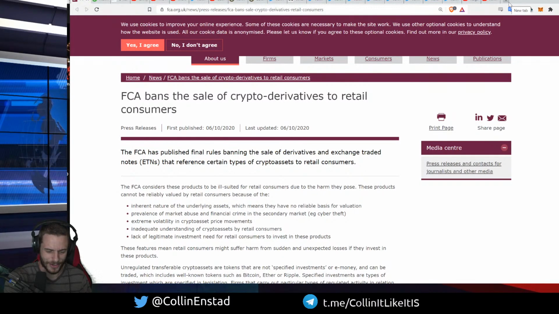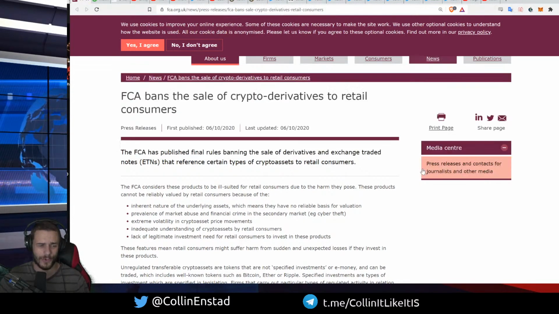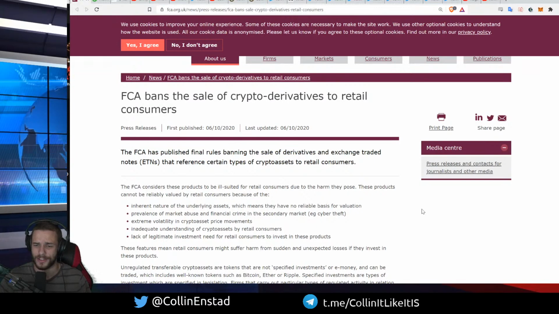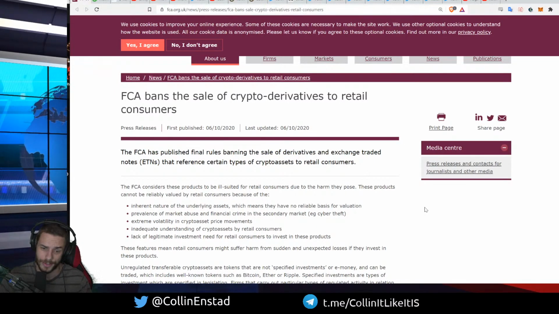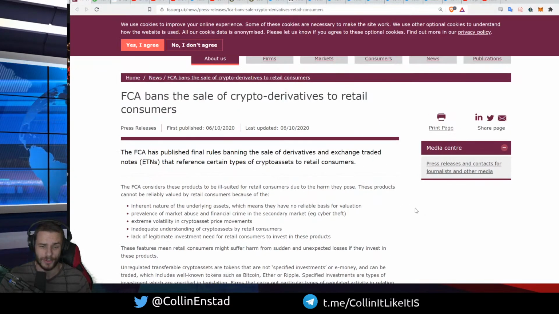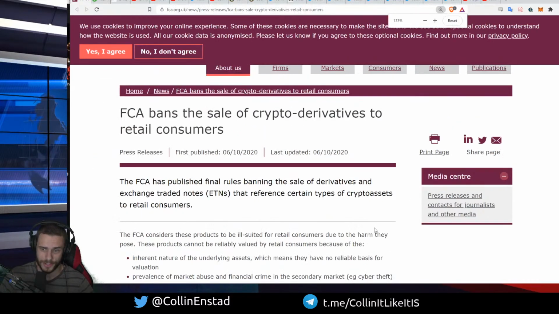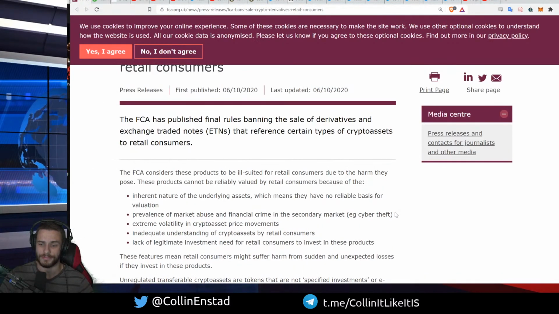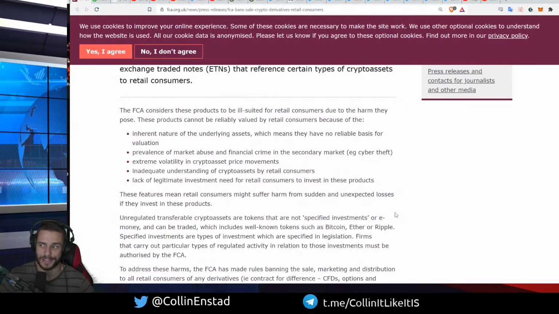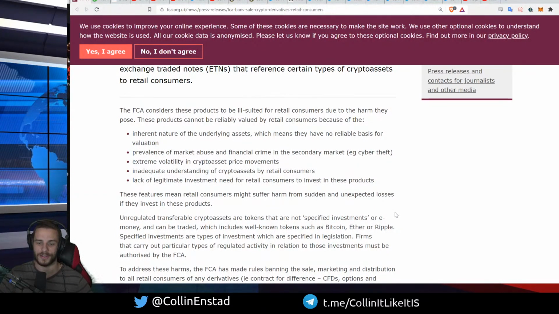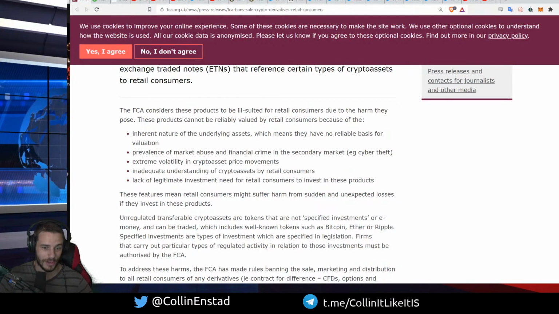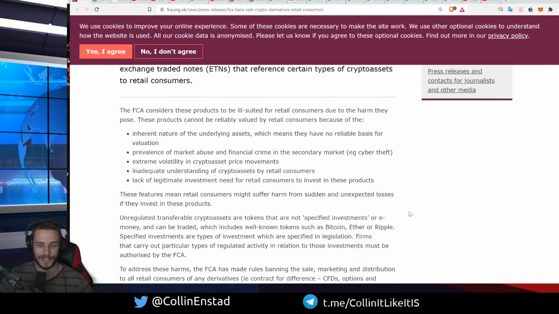But anyways, this is for England. The FCA bans the sale of crypto derivatives to retail consumers. So basically, crypto derivatives can be leverage, futures, basically anything that's not just buying spot, which is just buying the asset straight up. And so basically, they're just like, oh, we're protecting the consumer with government overreach. So that's happening in England.